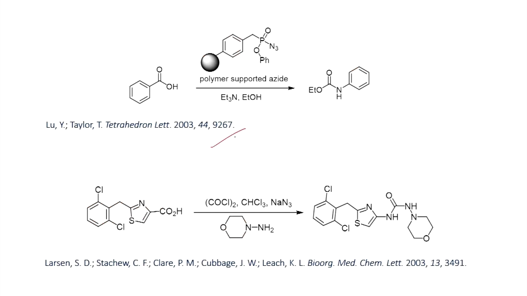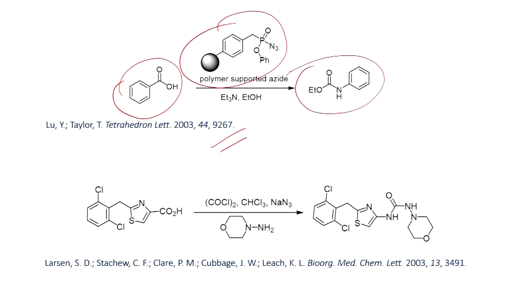Here another example shown, and here the reaction of benzoic acid with this polymer supported azide is shown, and which can be converted into acyl azide. Once you have the acyl azide as we have seen, and which can be further converted into isocyanate, that can be reacted with ethanol, you get the corresponding carbamate as a product.